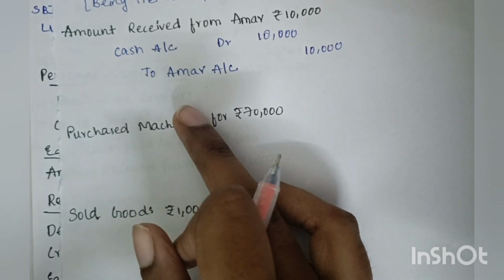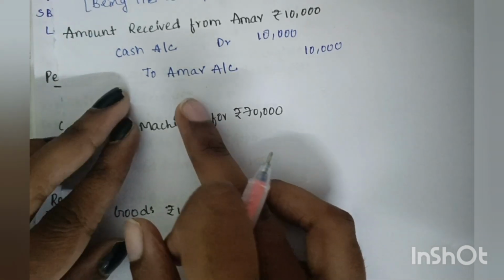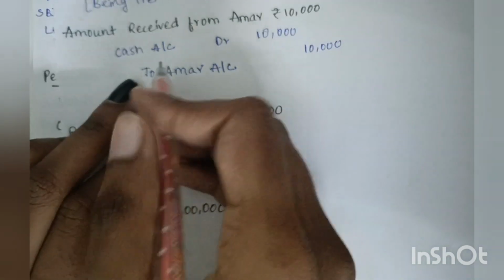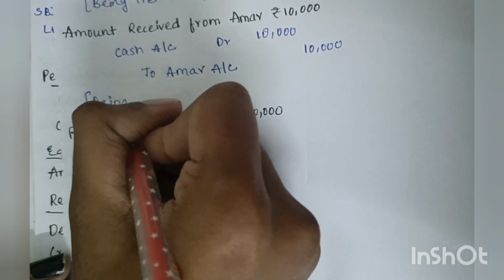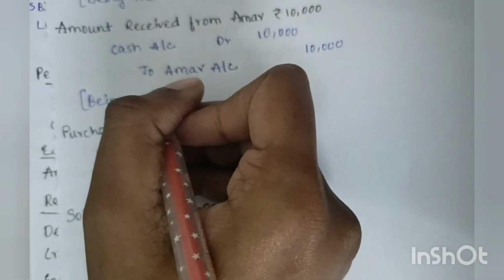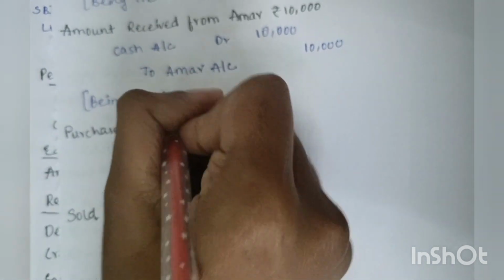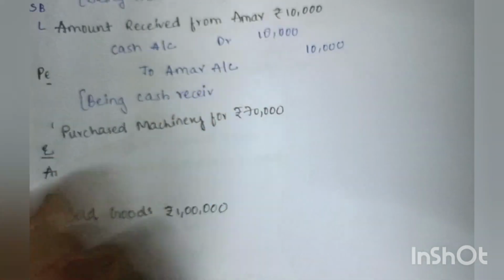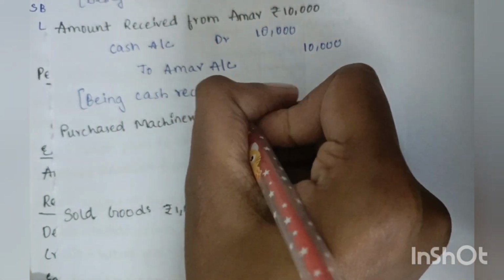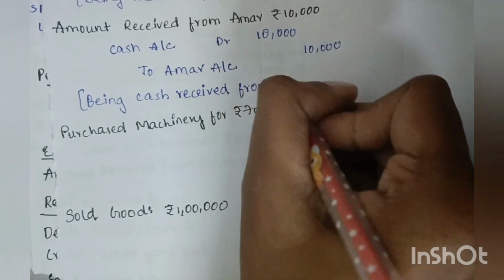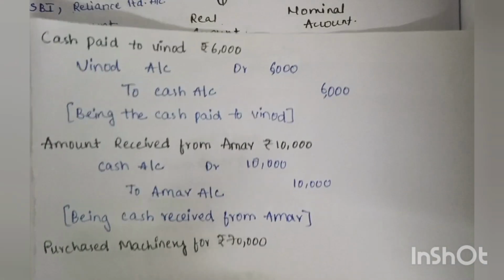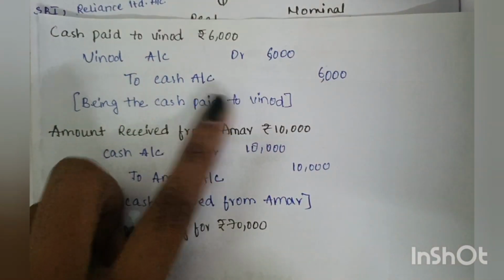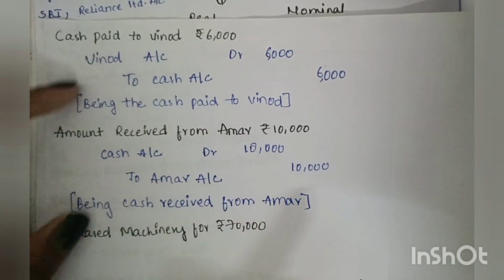You are receiving the cash, so debit the receiver. That is the rule. So cash account debtor to Amar account. Then you have to write the narration, starting with being: being cash received from Amar. So these are the two examples of the personal account rule, that is cash paid to Vinod and amount received from Amar. You must write like this.